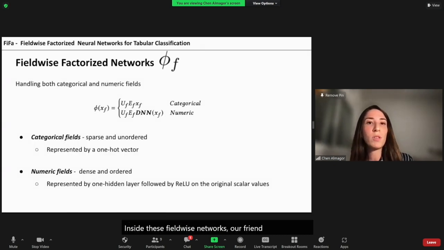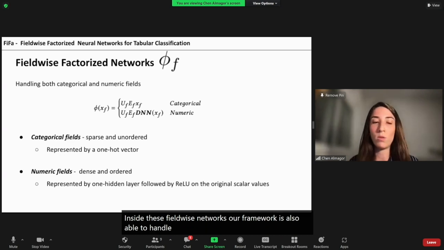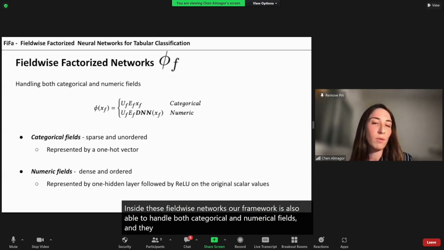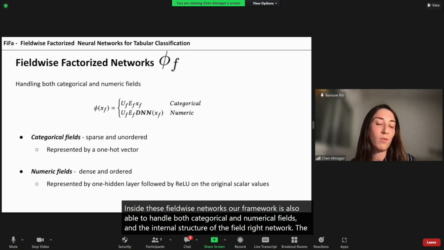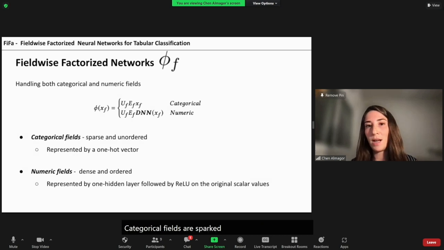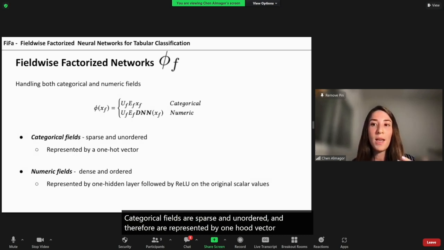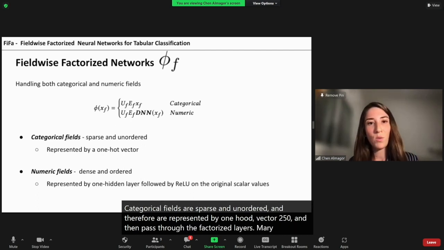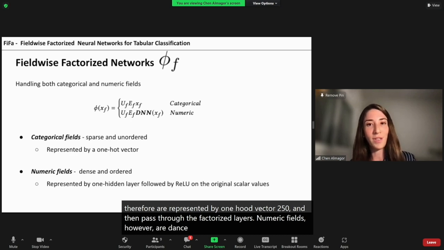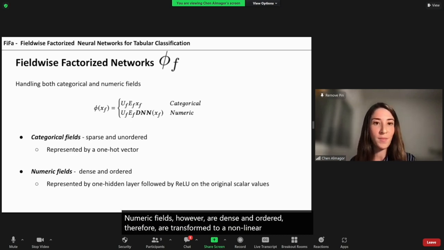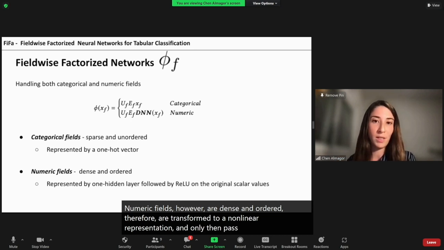Our framework is also able to handle both categorical and numerical fields, and the internal structure of the field-wise network depends on the field type. Categorical fields are sparse and unordered, and therefore are represented by one-hot vectors, and then passed through the factorized layers. Numeric fields, however, are dense and ordered, and therefore are transformed to a nonlinear representation and only then passed through the factorized layers.